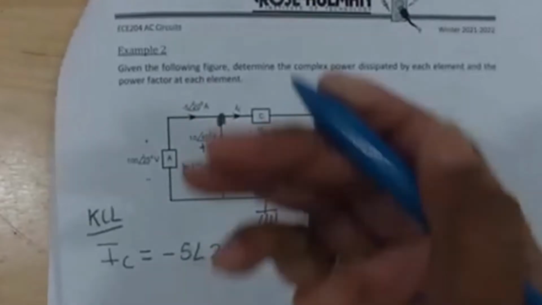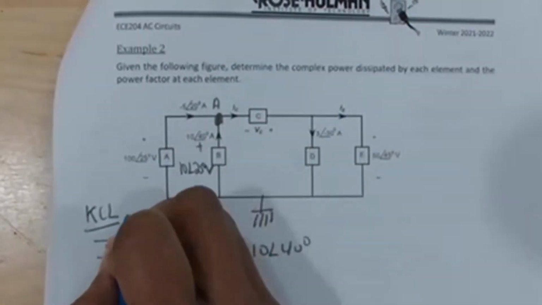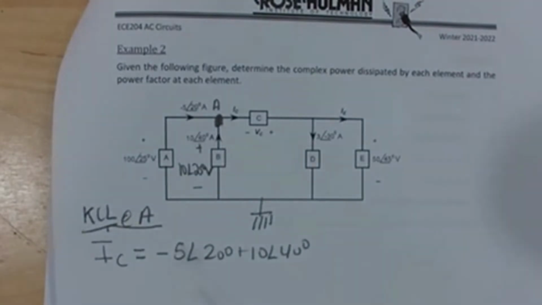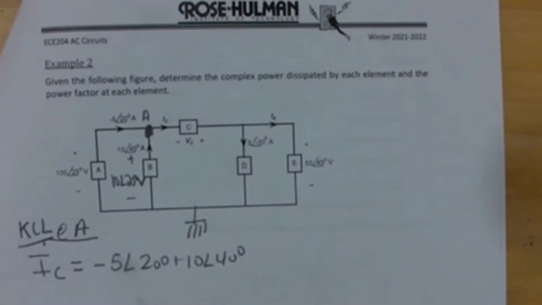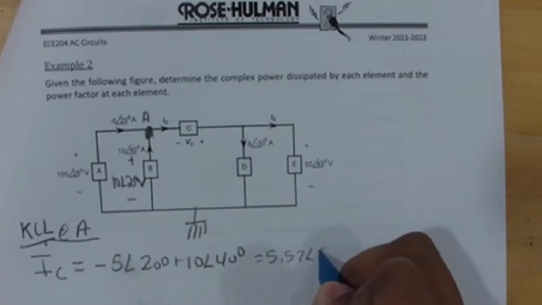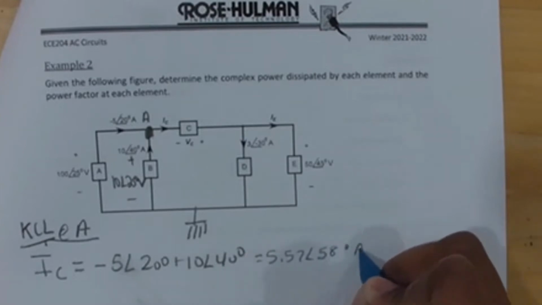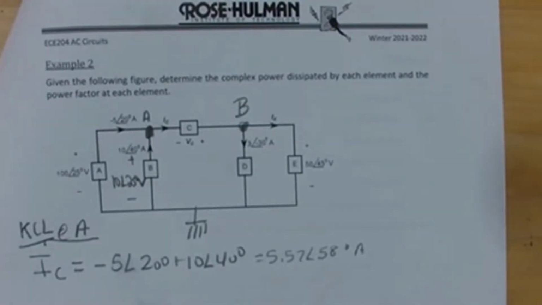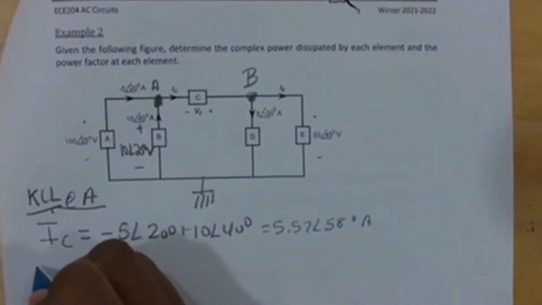So if I call this node A, KCL at node A, IC is equal to -5 with an angle of 20 degrees plus 10 with an angle of 40 degrees. Very good. 5.57 with an angle of 58 degrees. Okay. Now let's do KCL at this node I'm going to call node B.